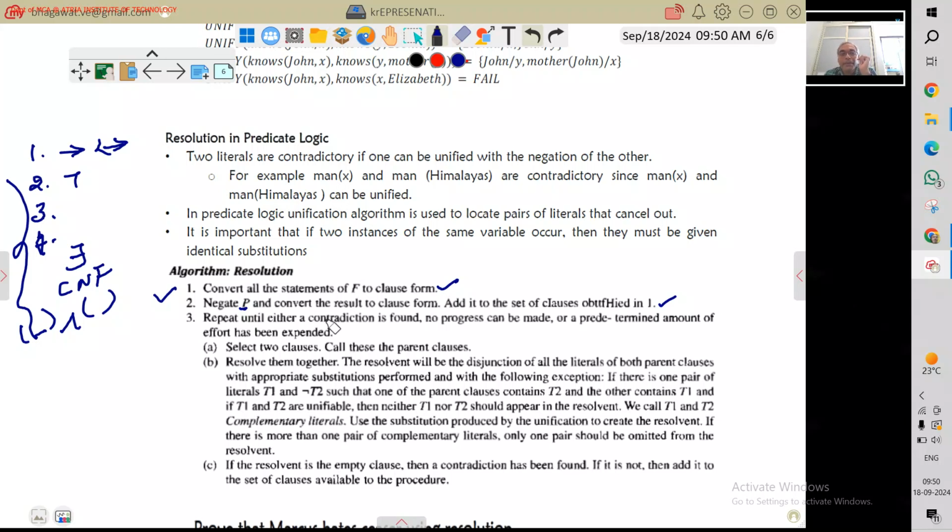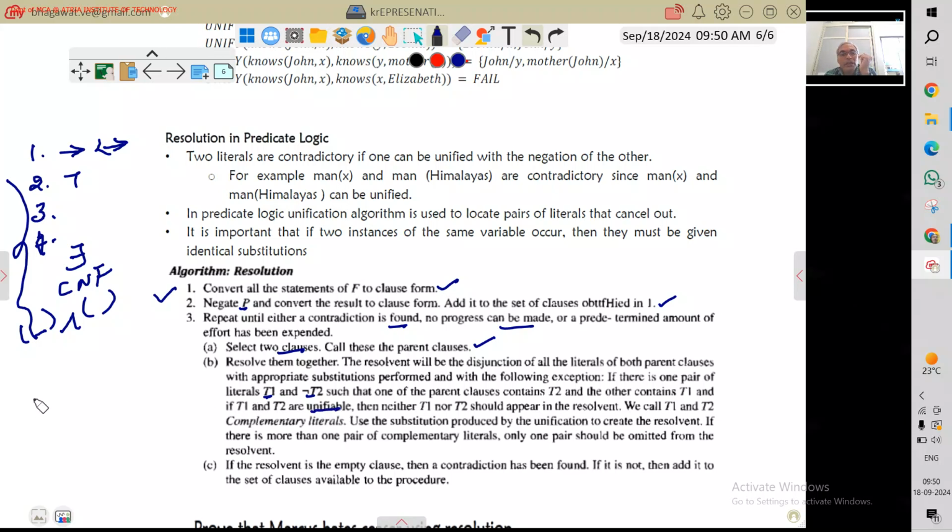And the third step: repeat until a contradiction is found or you cannot proceed further. So select two clauses, call them the parent clauses, and resolve them together. The resolvent will be the disjunction of the literals of both the parents. Like when you have parents T1 and negation of T2, such that one of the parent clauses contains T2 and the other contains T1, and if T1 and T2 are unifiable.